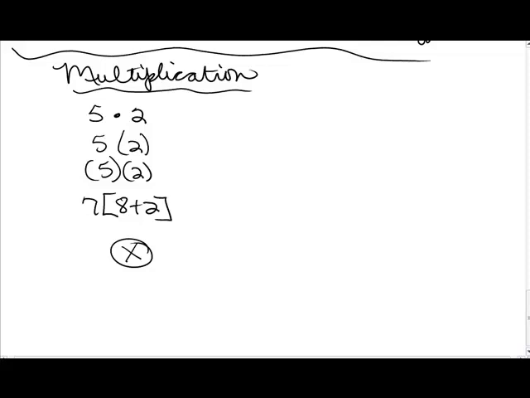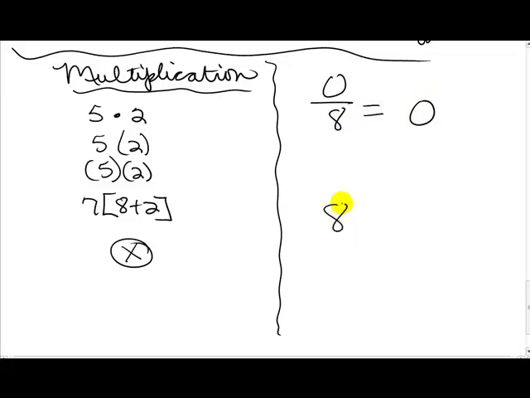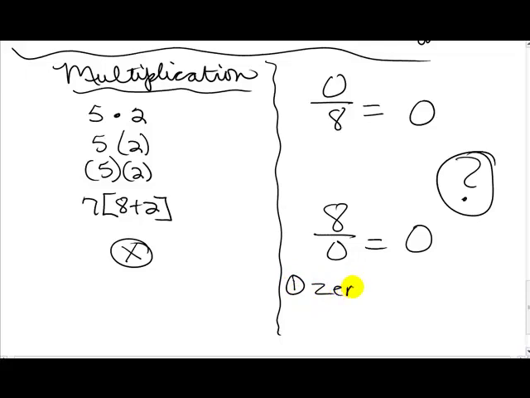Some other things with the fractions. Zero over 8 equals 0. 8 over 0 equals 0. We wonder which one is right. If we've got a couple of things we can remember, one is 0 under. A student taught me this. Then undefined.